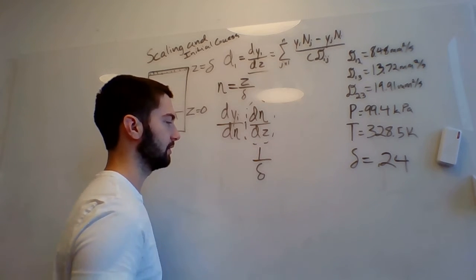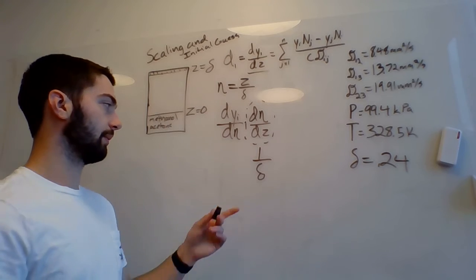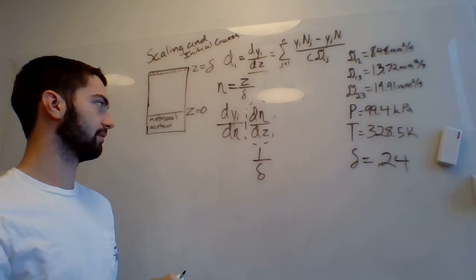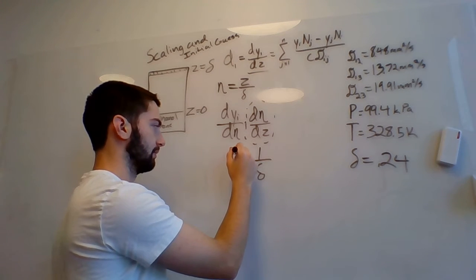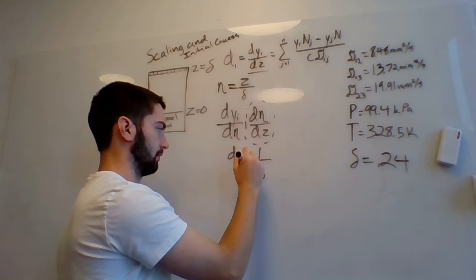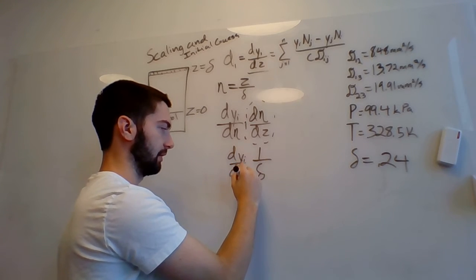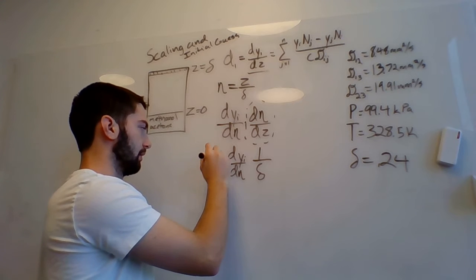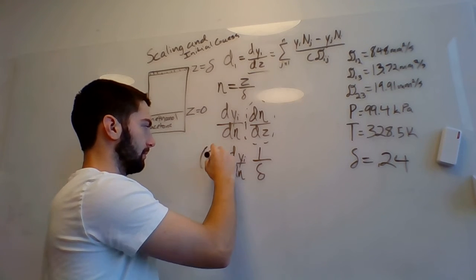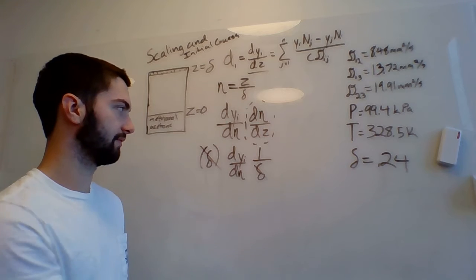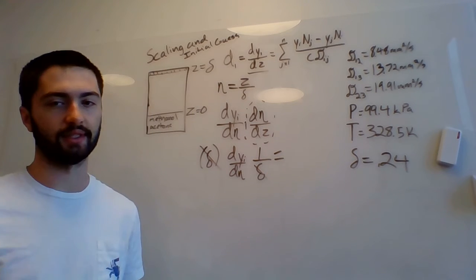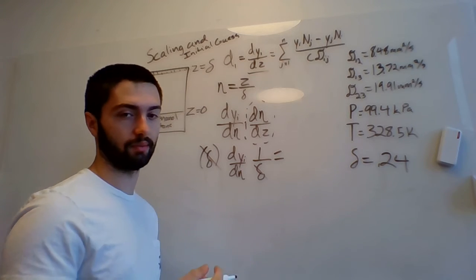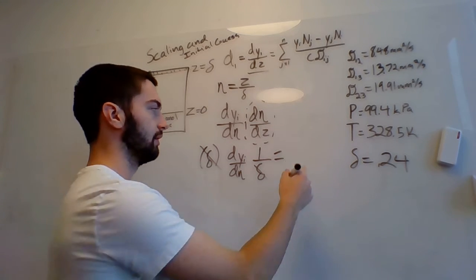to 1 over delta. However, we still have this derivative of mole fraction with respect to eta, which is what we want on the left side. So we're going to want to multiply delta onto both sides of the equation so we can get rid of the delta on the left side, which leaves the right side of our driving force equation scaled to an order of magnitude of 1.